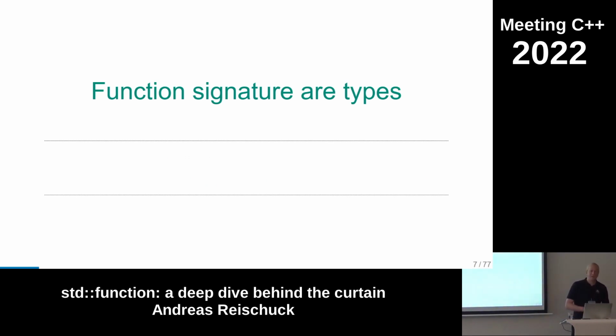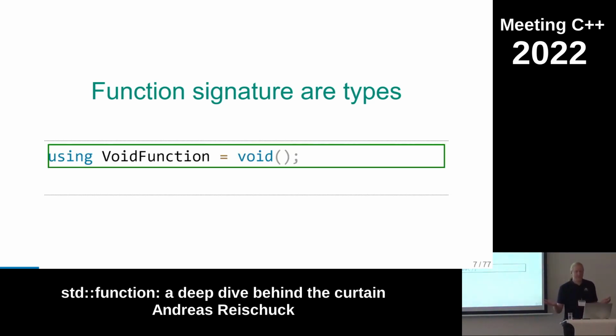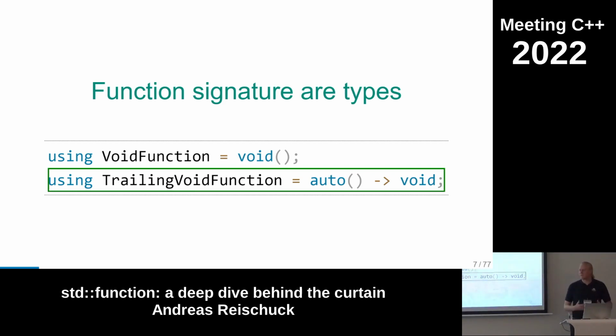Next thing, function signatures are types in C++. For example, if you write this, that's a type alias called void function, which is just another name for the type of the function signature of the void function, returning nothing. And the trailing return type, of course, also works here, so you can write it the same. No matter how we write our functions, if we leave out the function name and the implementation, then we get a signature, and the signature is a type, just like a normal type.